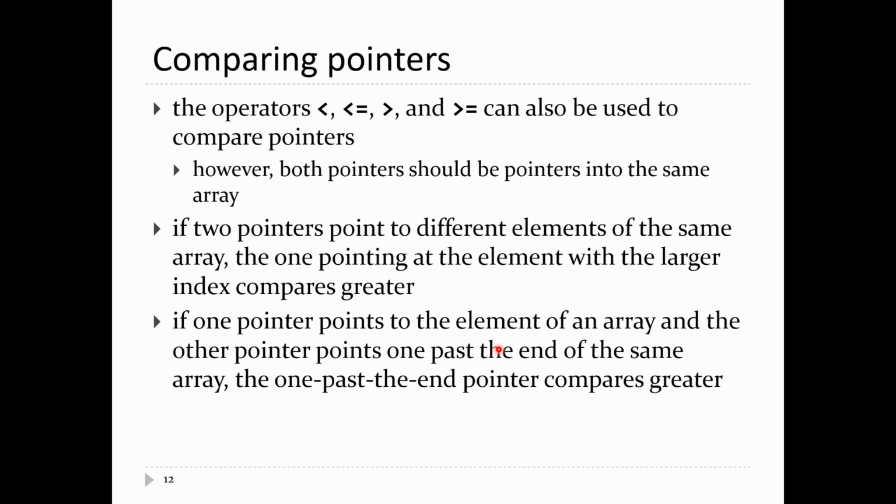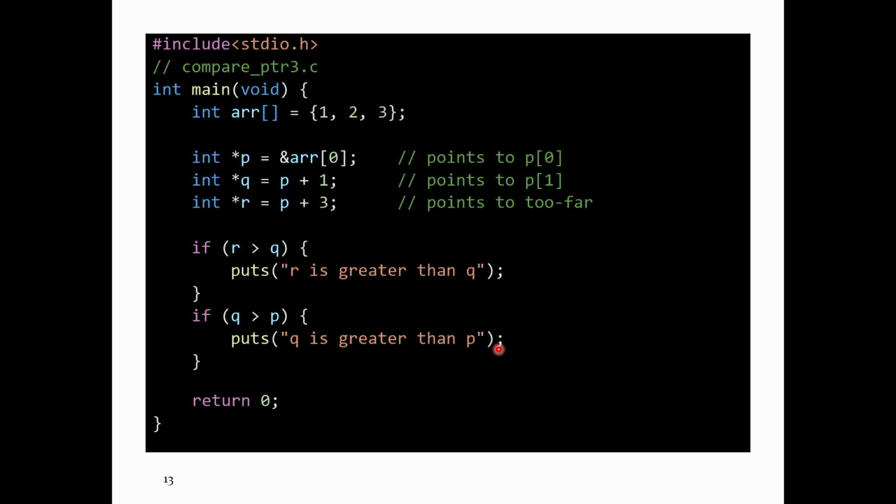Right, so those are both true. Here's an example where I've got three pointers. P points to the first element of the array, Q points to the second element, and R points to the too far pointer. So I can ask, is R greater than Q? That's, is too far greater than Q? So that should print out R is greater than Q.